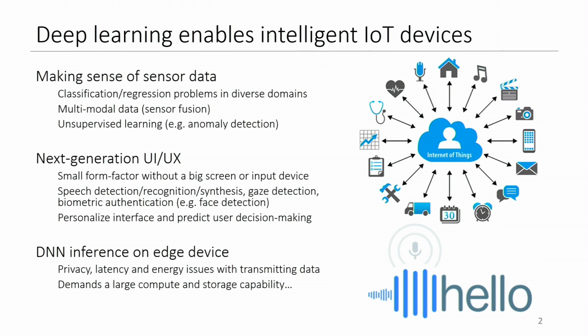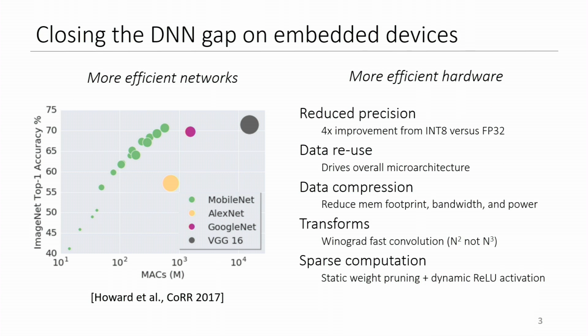However, doing DNN inference locally on the edge device is pretty challenging, and we need a large compute and storage capability, and that's a real challenge on edge devices. So for DNN workloads, we usually have a pretty big performance gap compared to offloading. So how do we close this performance and energy efficiency gap on DNN workloads? One thing we can do is to use more efficient networks. Here the idea is to design neural network architectures where we use fewer multiplications, which is basically the compute requirement, and we require less storage. That's the number of parameters in the network.